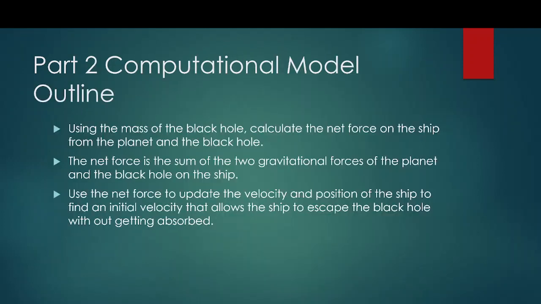The second part of the model is going to calculate what speed a rocket ship starting near the black hole would need to escape being sucked into the black hole. Because now that we have the mass of the black hole, we can use the gravitational force formula to see the magnitude of the force acting on an object, and we don't have to do any algebraic manipulations this time. Because the planet is still there, there are two gravitational forces on the ship, one from the planet and one from the black hole. And we use this net force to update the position and velocity of the ship in order to see if it can make its escape.